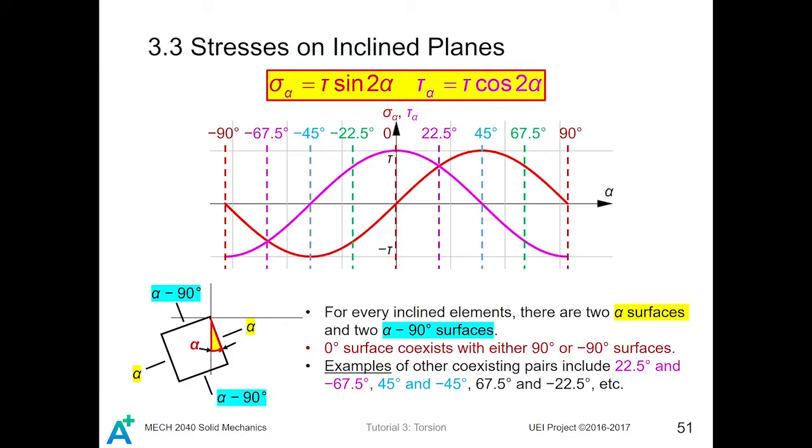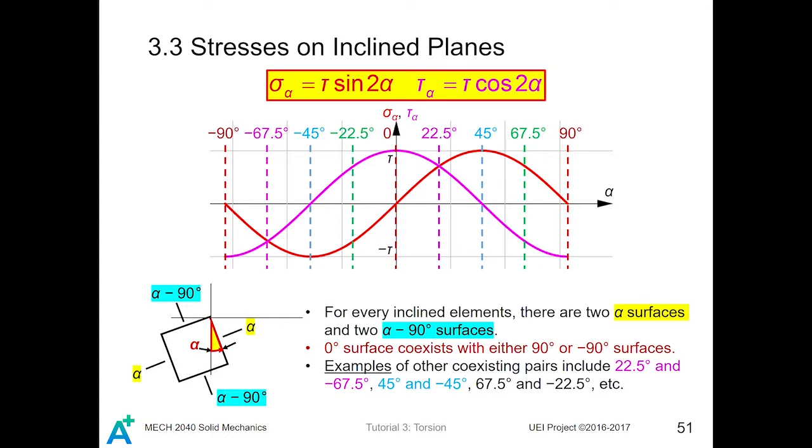Now let's talk a little bit about the angle of inclination alpha and some special cases of stress elements of pure torsion. For every inclined element, there are two alpha surfaces, namely here and here, as well as two alpha minus 90 degree surfaces, namely those two. How do you obtain the value of alpha?